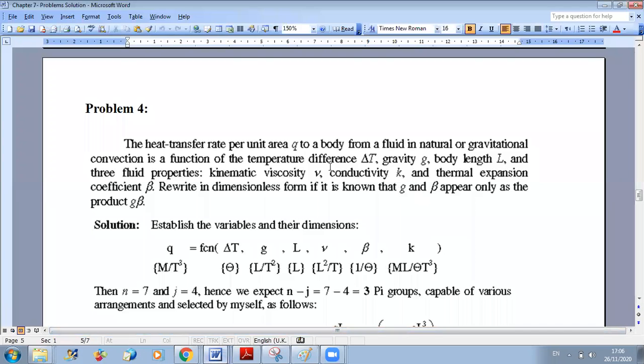Okay, so the temperature difference delta T, the body length L, and the fluid properties: kinematic viscosity, conductivity K and thermal expansion beta. Rewrite in dimensionless form if it is known that G and beta appear only as a product G beta.